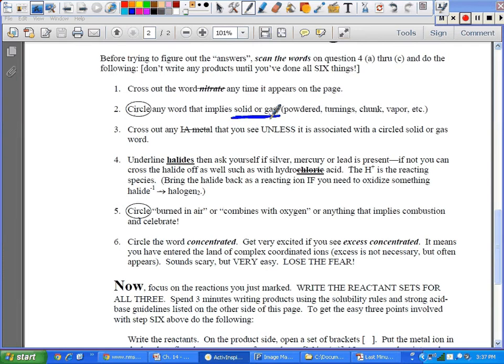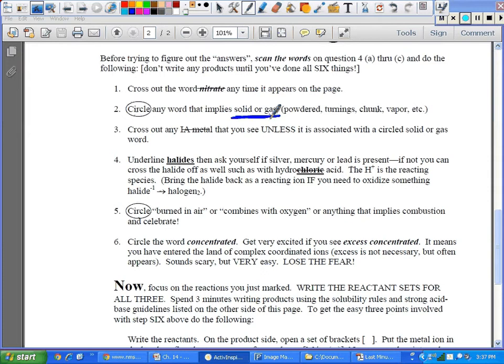The only liquid, there are 2 liquids on the entire periodic table plus one that's normally liquid, and that's water. But bromine is the key there. So powder, turnings, chunk, vapor, whatever.